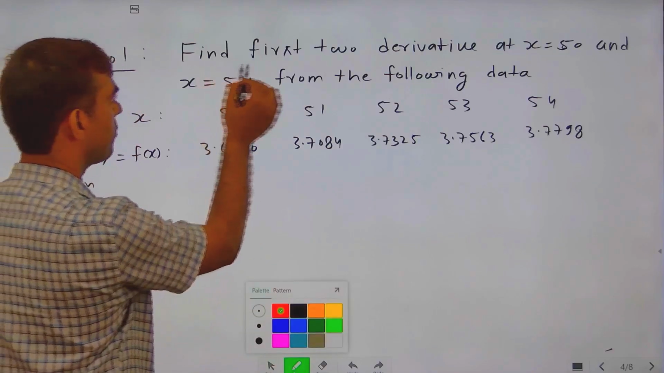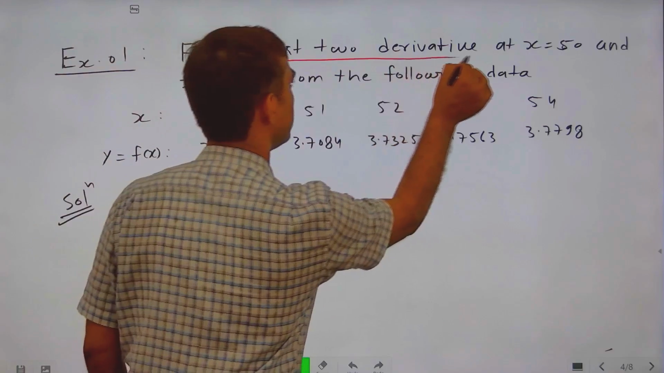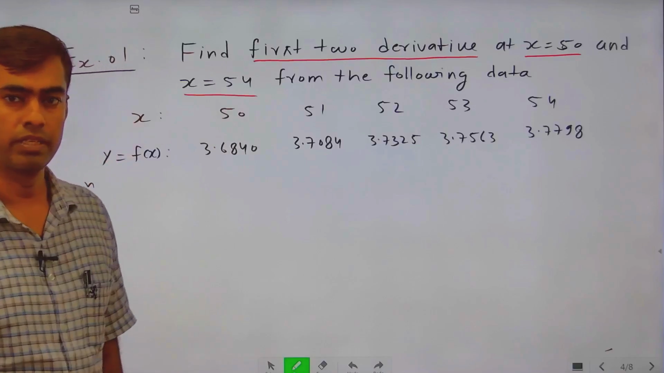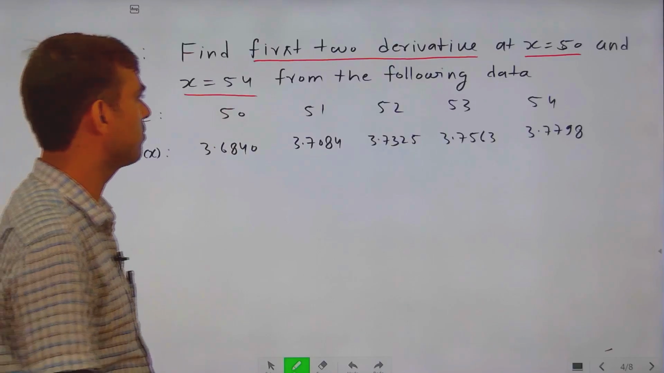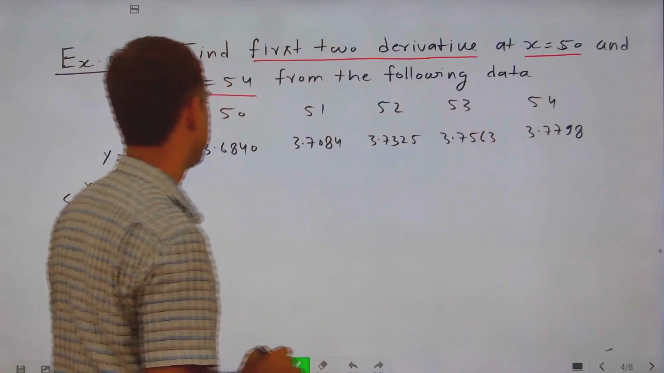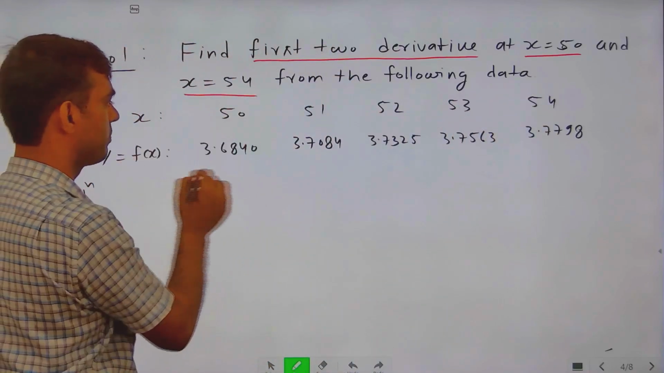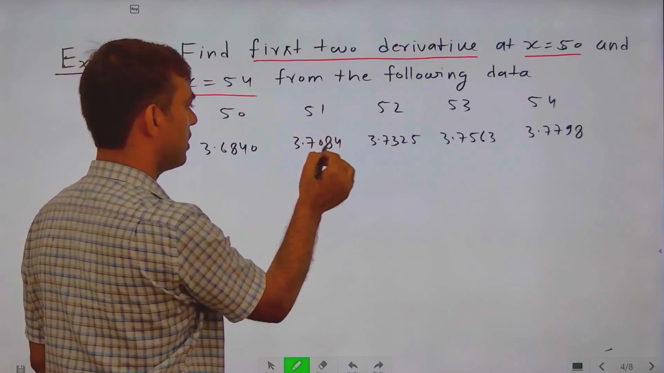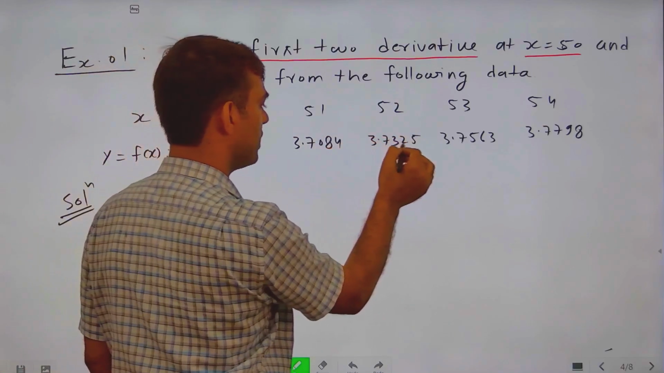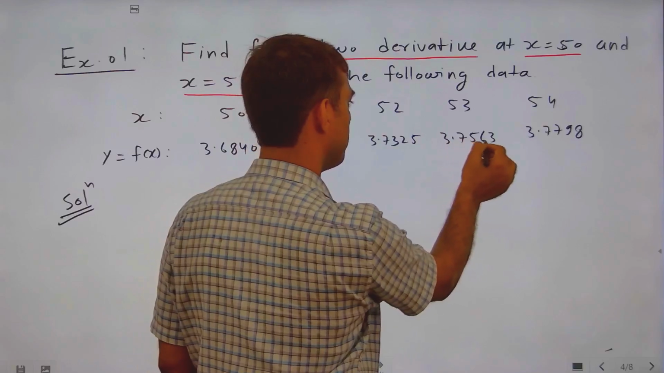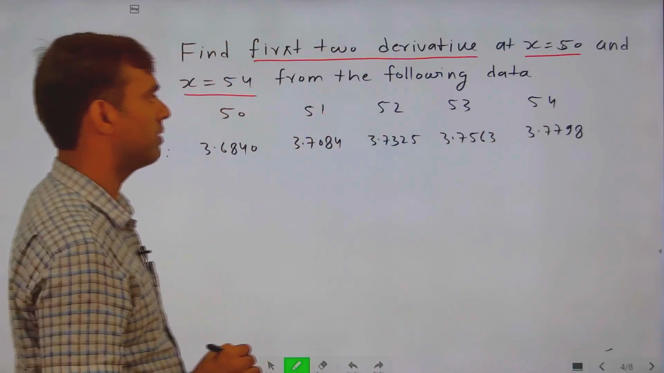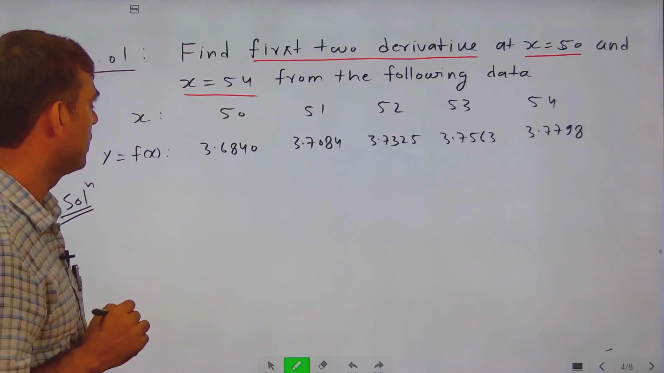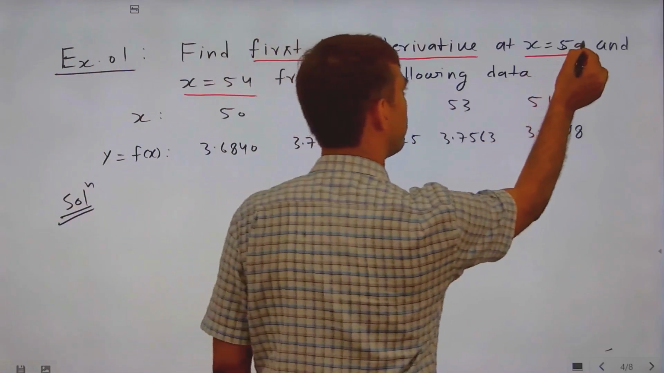Find the first two derivatives at x equal to 50 and x equal to 54 from the following data. What is the data? At x equal 50, the value is 3.6840. At 51, the value is 3.7084. At 52, 3.7325; at 53, 3.7563; and at 54, 3.7798.